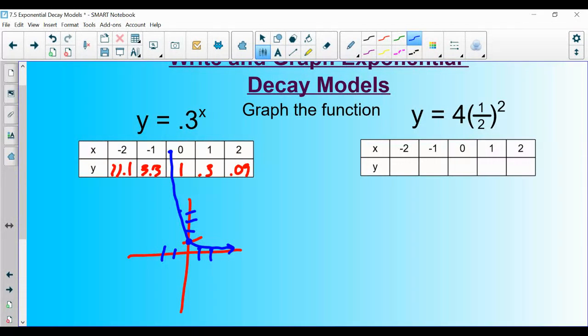4 times 1/2 to the 0th power is 4. We know that because 1/2 to the 0th power is 1, and 1 times 4 is 4. 1/2 to the first power is 1/2, and 1/2 times 4 is 2. Once again, you should be able to type this in your calculator and get the right answer. 1/2 to the second power is 1/4, and 1/4 times 4 is 1.